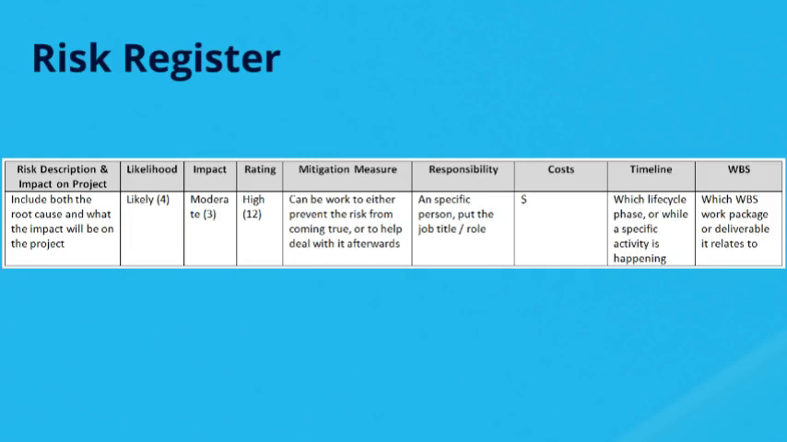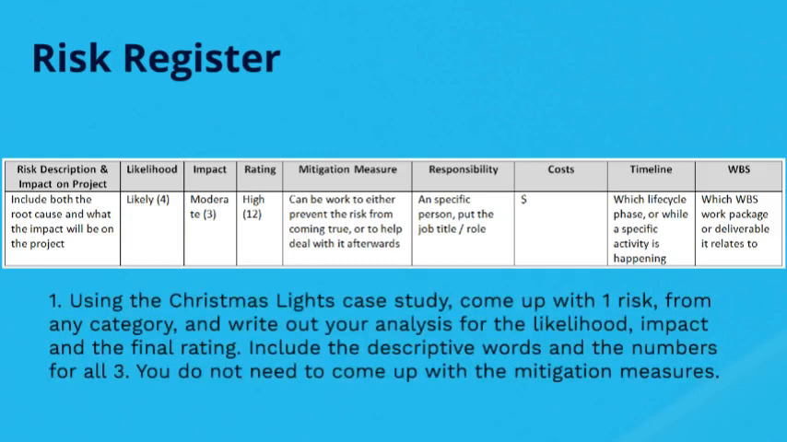Let's have a look at just one review question. Using the Christmas lights case study, come up with one risk from any category and write out your analysis for the likelihood and the impact and the final rating. Include the descriptive words and also the numbers for all three of those. You do not have to come up with any mitigation measures, alright? So write out that risk, bring it to class, make sure that you've identified the likelihood, the impact, and the rating with both the word and the number.